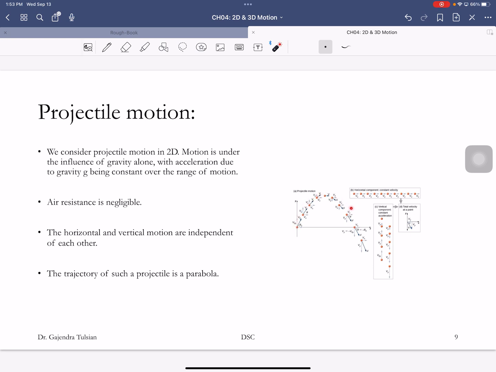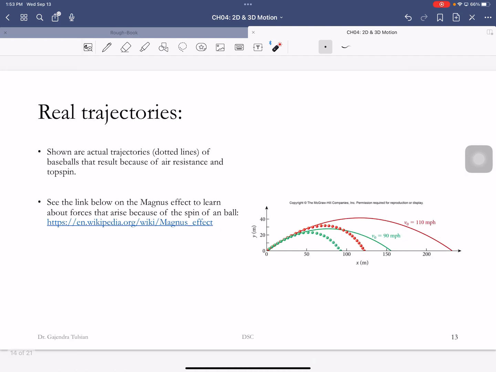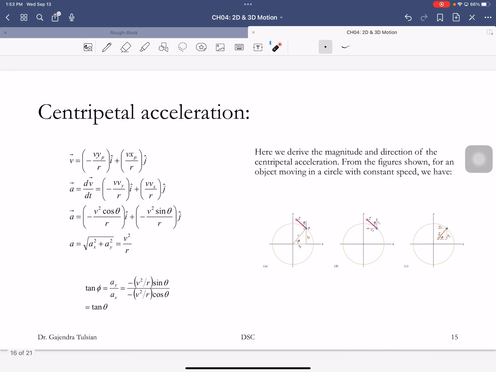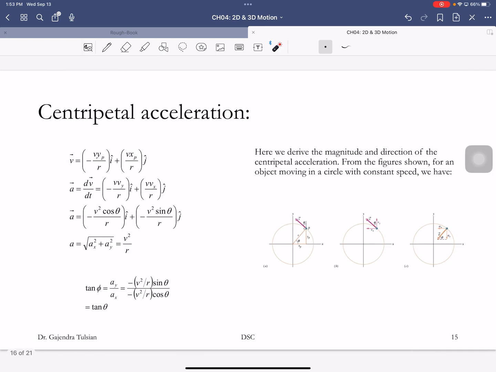So we'll show you that this is a parabolic trajectory. So we'll look at that motion, and here's another motion we'll look at. We'll look at circular motion at constant speed. Okay, so here are two-dimensional motions that we'll study, and these are important motions. Okay, so we'll look at that.